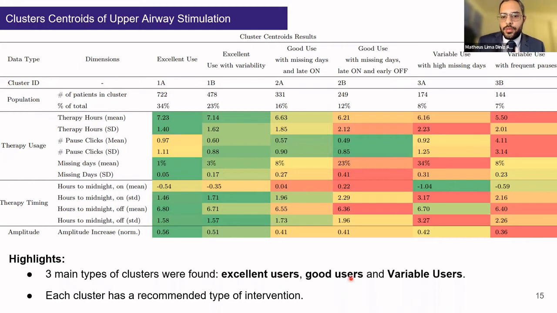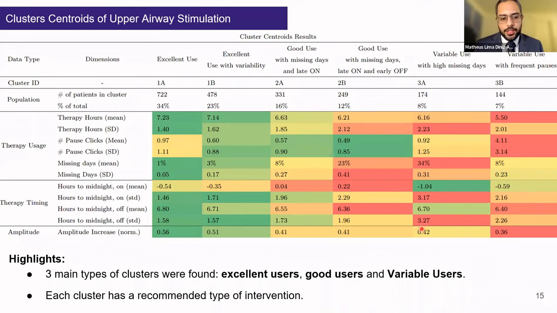And these variable users, which are these 2 clusters here, are the ones that we should pay more attention to, right? And why? First of all, they have the smallest mean of therapy use, but also when you look at the cluster 3B, you see that they have the highest number of pauses per night. So patients in these clusters, on average, pause around 5 times per night. And when you look at cluster 3A, we have a different pattern of usage. They miss many of the days, on average 34% of the days they miss the therapy. And also, this is very interesting: the standard deviation of the time they turn on and turn off the device is very high. So they are very inconsistent. And that's why we call them variable users.